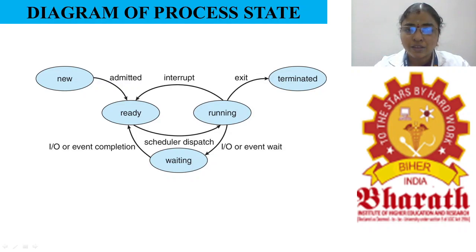When the process is in execution, if there is any IO, input output, or event, automatically it will be moved to the waiting state. After completion of the IO or event, the process will be moved to the ready state. Again it starts waiting for the processor allocation. If there is any interrupt at the running state, again it will be moved to the ready state and waiting for the CPU's response. After completion, the process will be moved to the terminated state. Means after it exits from the particular execution, it will be moved to the terminated state.